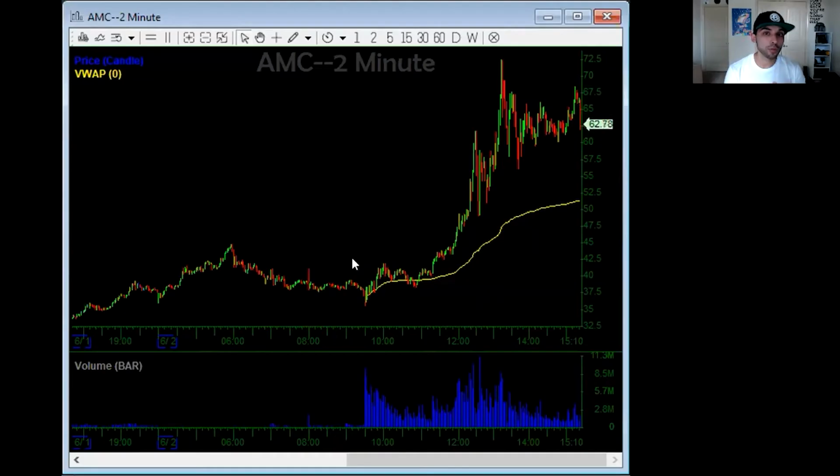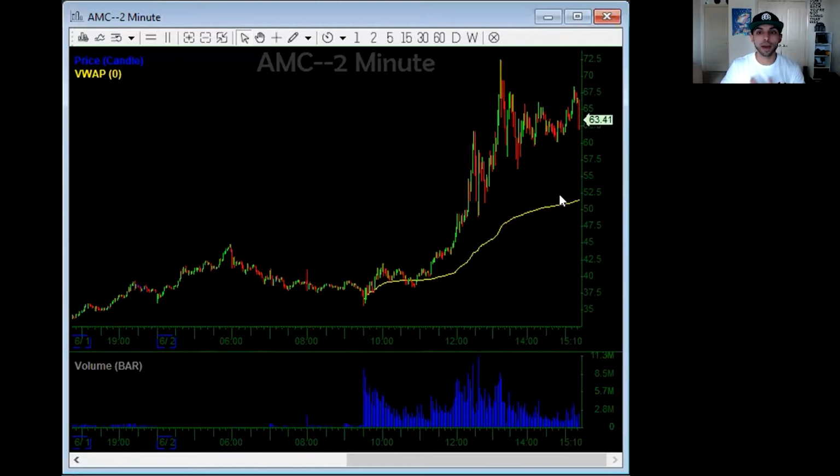VWAP stands for volume weighted average price. One way that traders look at VWAP is they see it as the area where the majority of buyers have bought. So in this case, if you look at AMC here on the chart, the majority of buyers have bought in the $50 area. And that leads me to the first way that traders will use this. They see it as an indication of who's in control. So in this case, the bulls are in control because it's above the VWAP area.